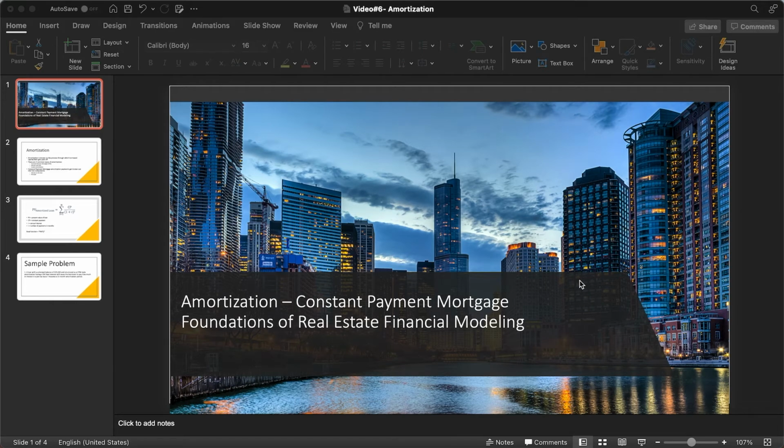Of real estate financial modeling. Today we're going to be going over the concept of amortization. More specifically, we'll be covering a sample problem on constant payment mortgage. We'll touch base on other methods of amortizing, but we won't go into a lot of detail on them. That's going to be reserved for future videos. We'll just go over that concept and do a sample problem and we'll wrap it up.